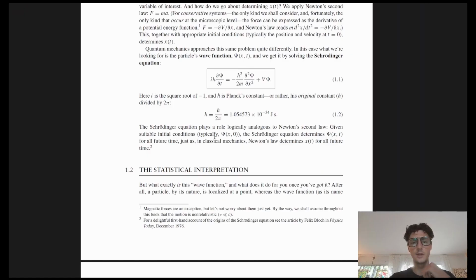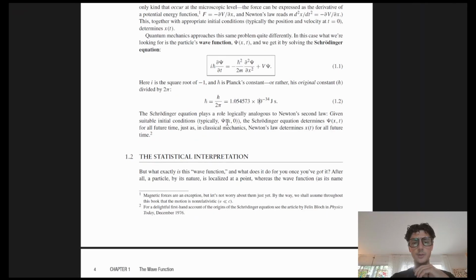The Schrodinger equation plays a role logically analogous to Newton's second law. Given suitable initial conditions, typically psi at position x at time 0, so the initial conditions of psi, the Schrodinger equation determines psi as a function of x, t for all future time. Just as in classical mechanics, Newton's law determines x as a function of t for all future time.